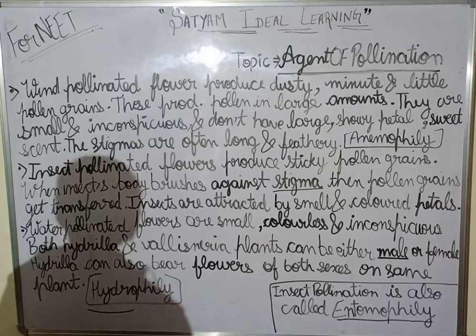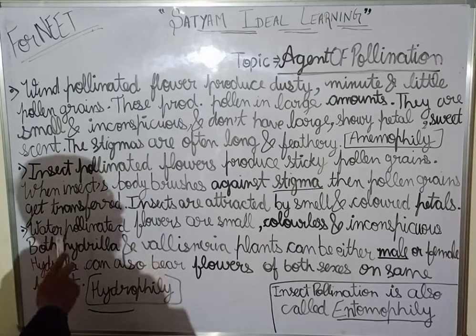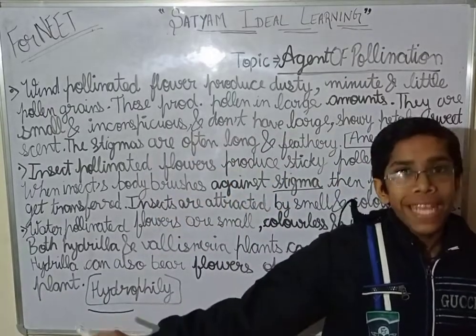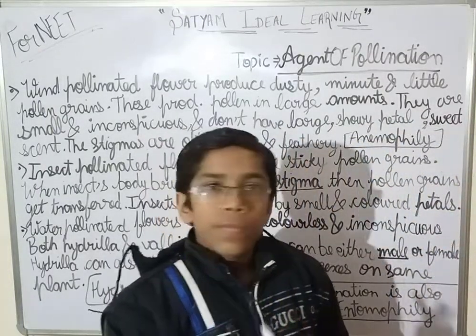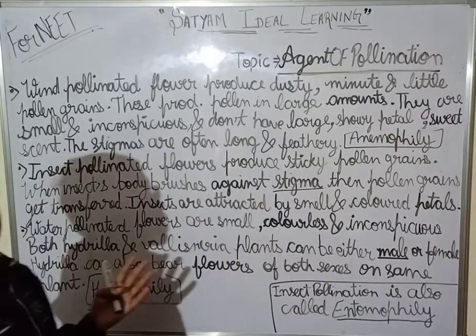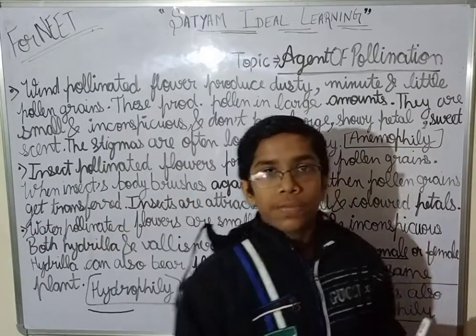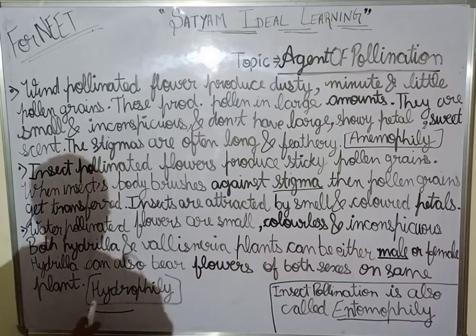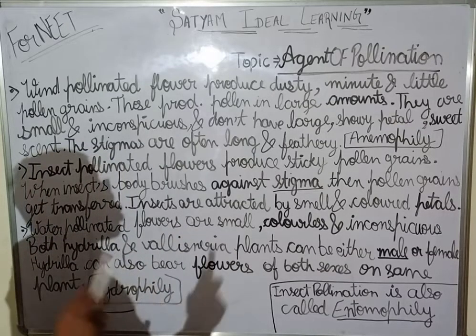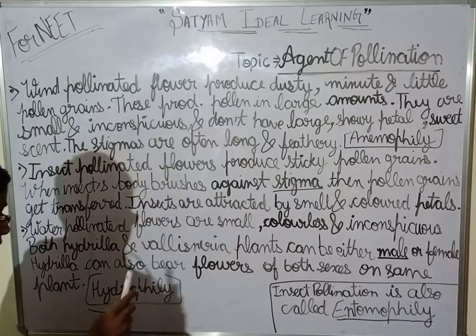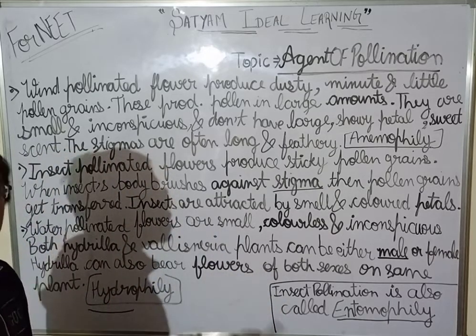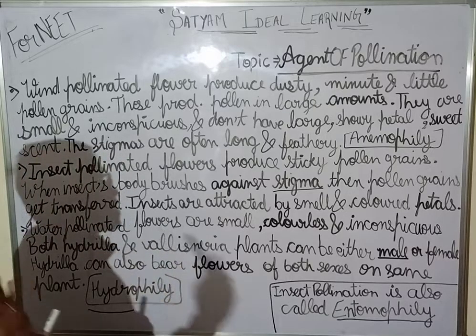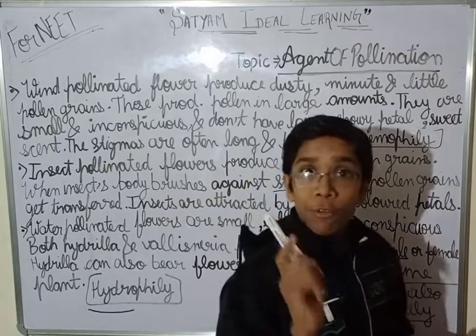Now we will be coming on to what? Water pollination. Now we will be discussing water pollination. Water means the pollination is occurring with the help of what? Water. Now, water pollination is also known as hydrophily. Hydro means water and philos means loving. So, water pollination is also known as hydrophily, that you have to remember.